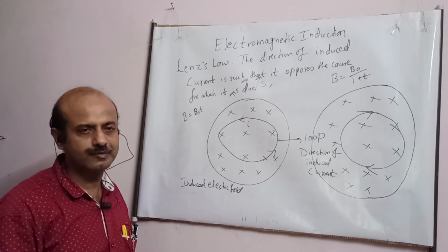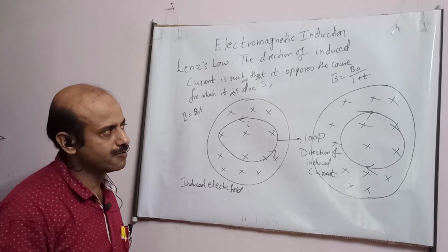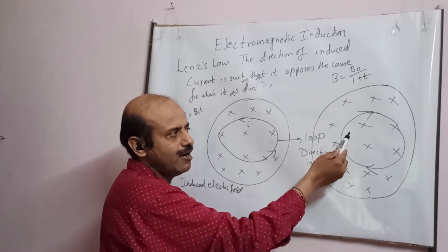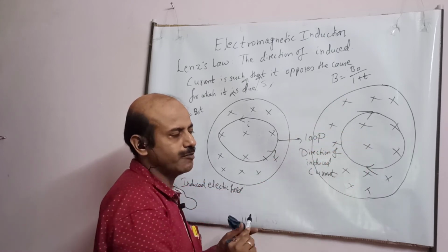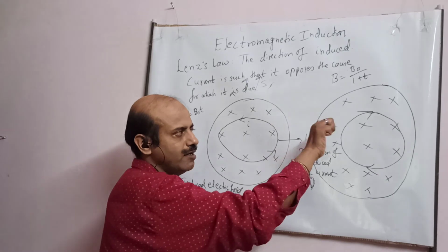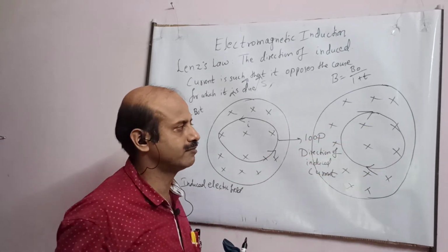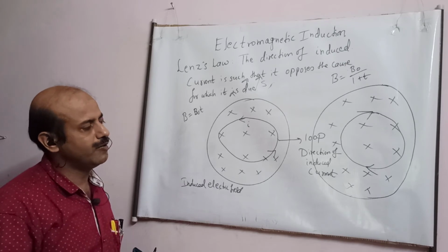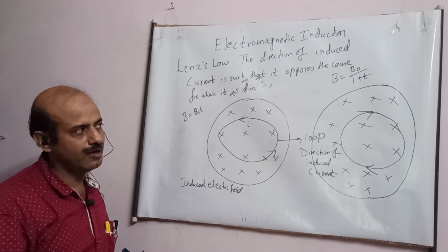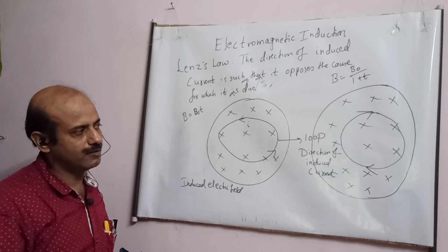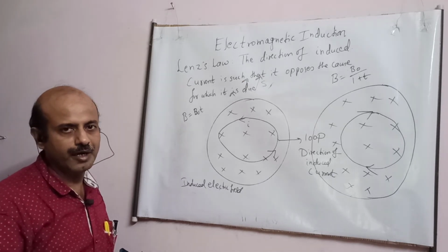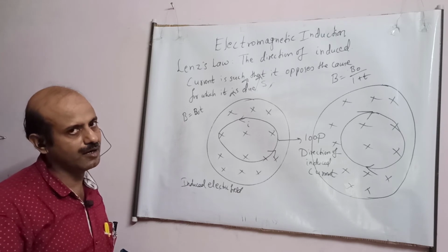Why, student? Because the field is decreasing. To oppose the decrease, it has to increase the original field. So this also, the magnetic field should be in the same direction as before. So it is increasing the field. This is how you can find out, student, the direction of the induced current by the application of Lenz's law, student.